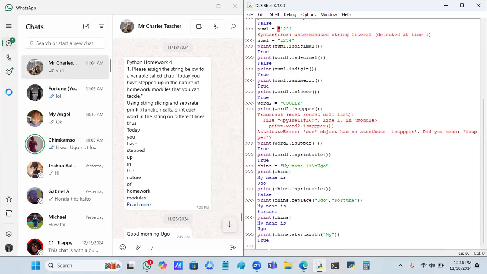Okay. So now let's try something that will give us false. Just choose any string of your choice that is not my. In fact, you can even try M, capital letter M, capital letter Y.